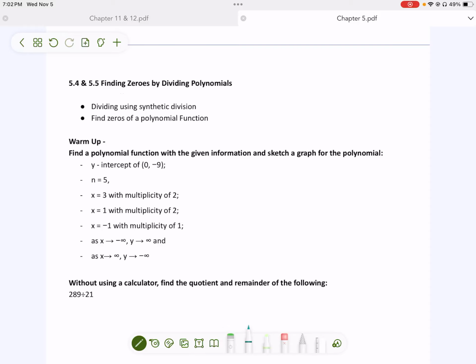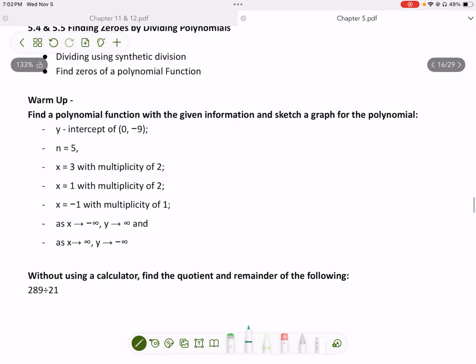Hello, this lesson covers 5.4 and 5.5, which I have named Finding Zeros by Dividing Polynomials. For the warm-up question, let's try to sketch a graph of the polynomial.